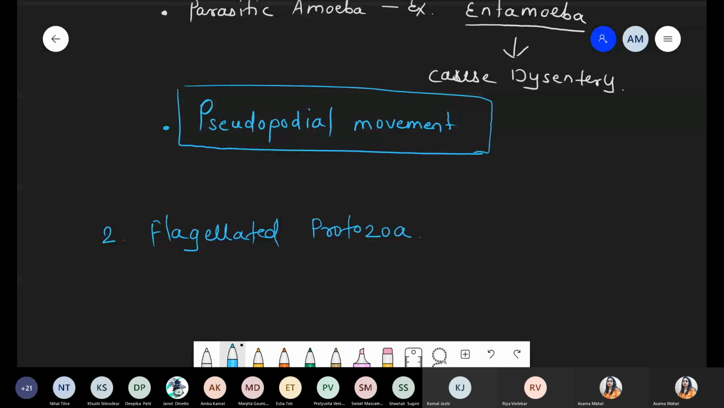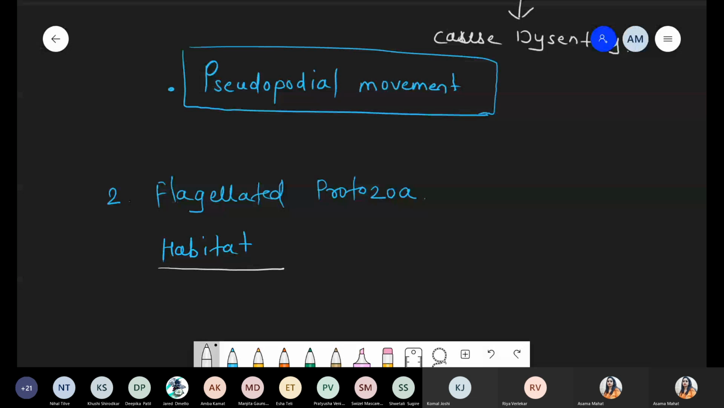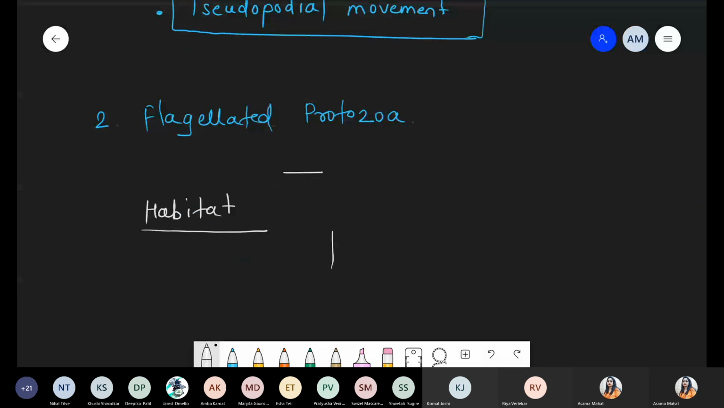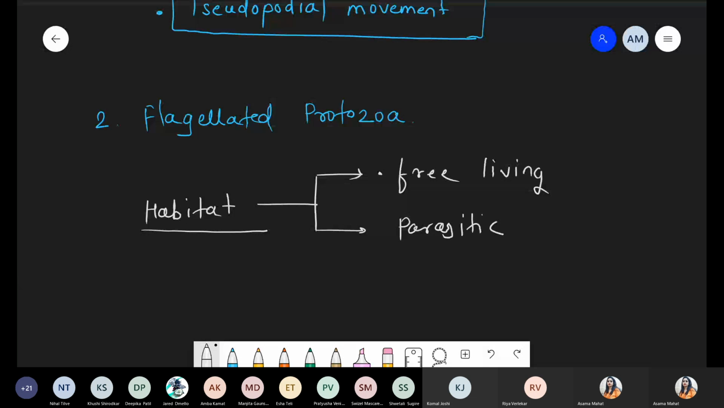First of all, we are talking about habitat. Later we will see examples. In case of habitat, very simple, they are parasitic as well as free living. So whenever we are talking about flagellated protozoa, it has two types of habitat. Number one, they might be free living, and the other, they act as parasitic. They require a host body, right? Definitely, we are talking about flagella.